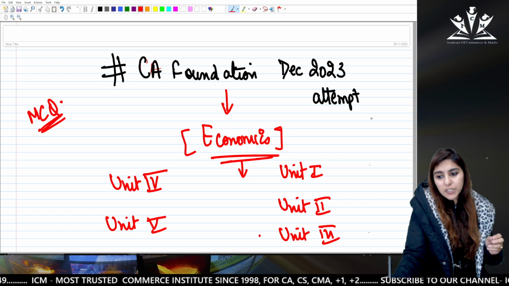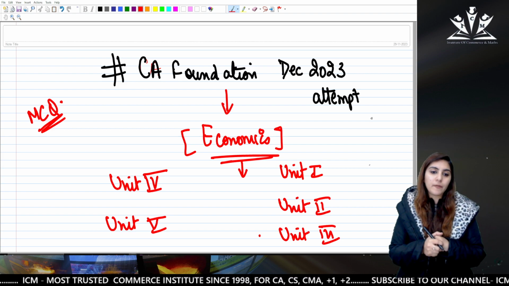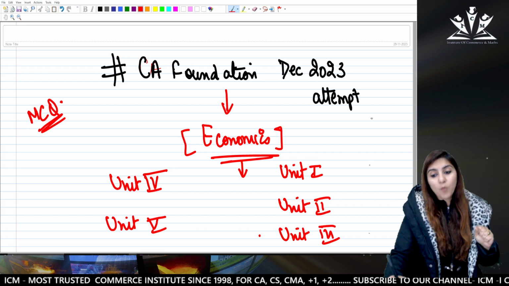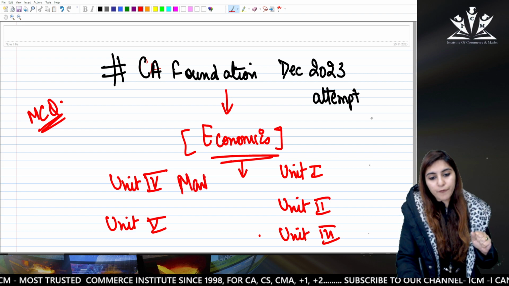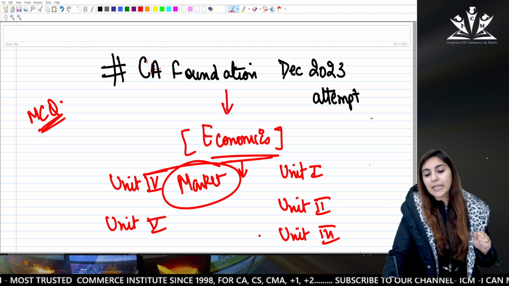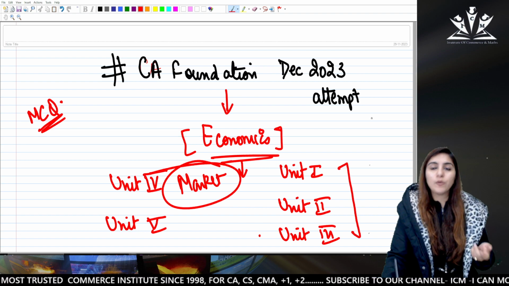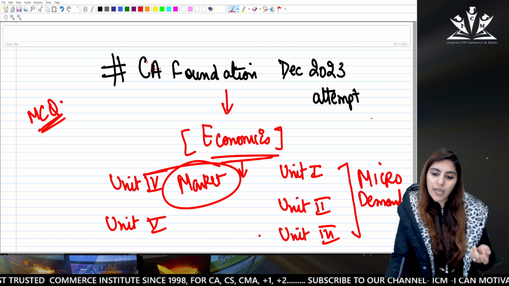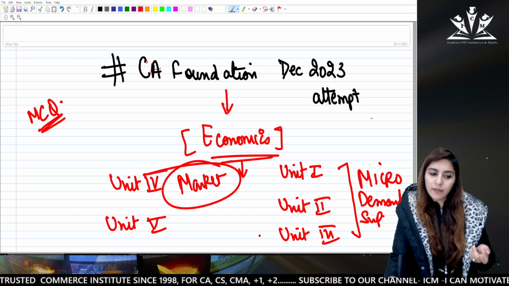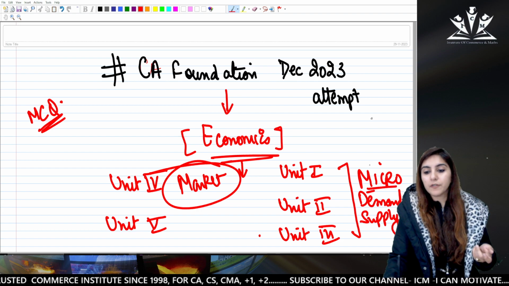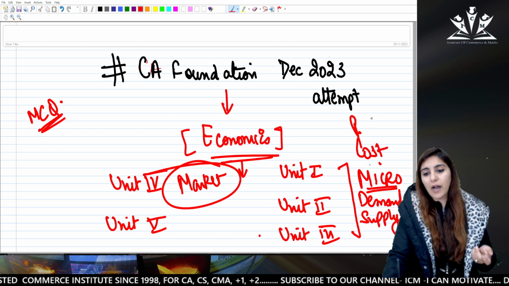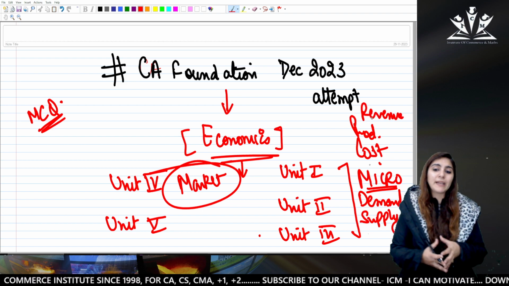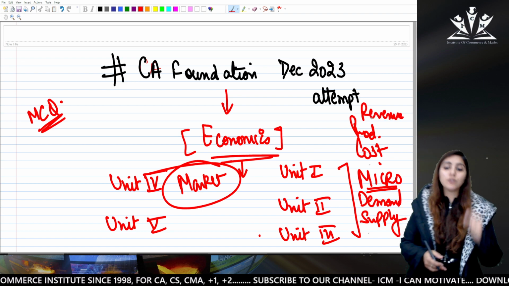Now, in a period of 30 days, how can you prepare? For economics, the most important unit is unit number 4, market. And then these 3 units, which in general complete the entire micro. You have demand in this, you have supply, you have cost, you have production, you have revenue. So these are the basic micro chapters which you must go through quickly.